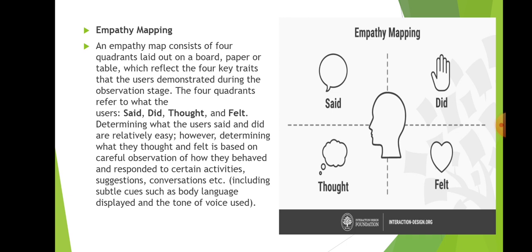Determining what the user said and did is relatively easy. However, determining what they thought and felt is based on careful observation of how they behaved and responded to certain activities, suggestions, and conversations, including cues such as body language displayed and the tone of voice used.